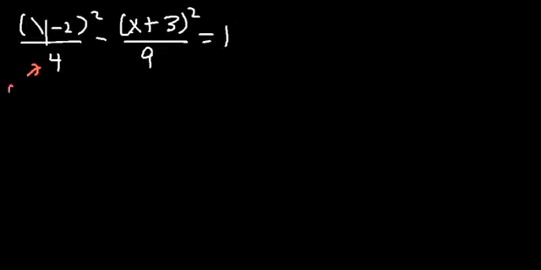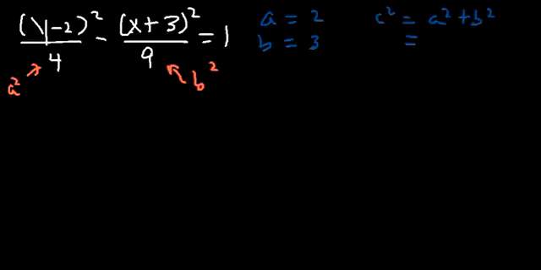So a squared is whatever comes first, and this is b squared. So a, therefore, is the square root of 4, which is 2. b is the square root of 9, which is 3. And to find c, c squared is a squared plus b squared. So 4 plus 9, which is 13. So therefore c is root 13.